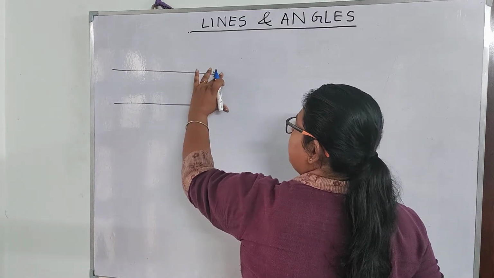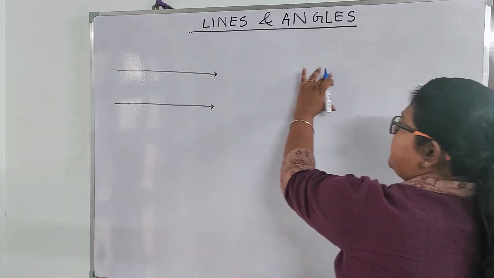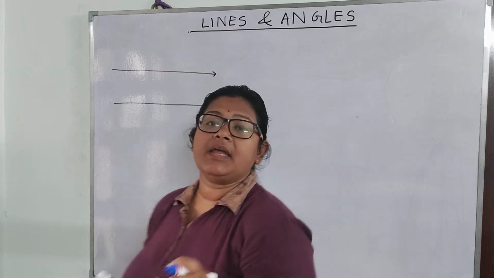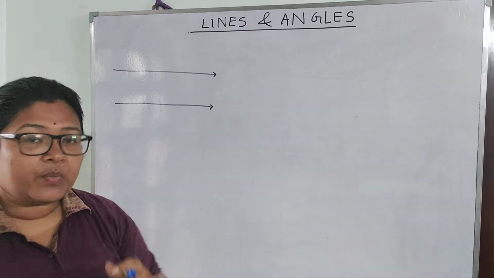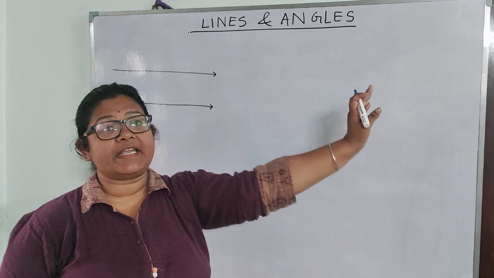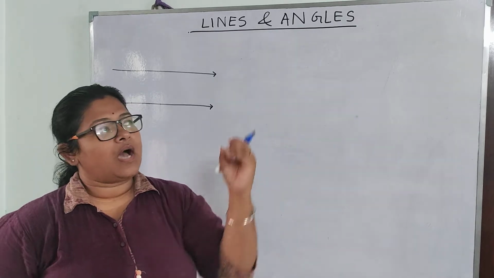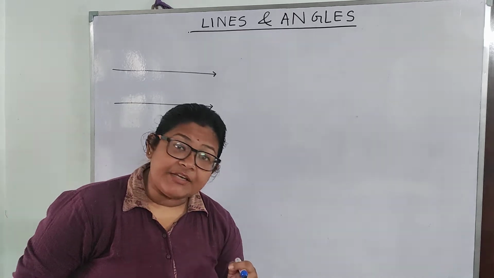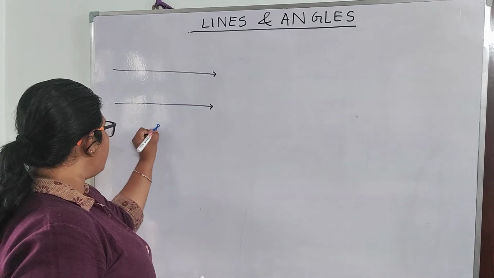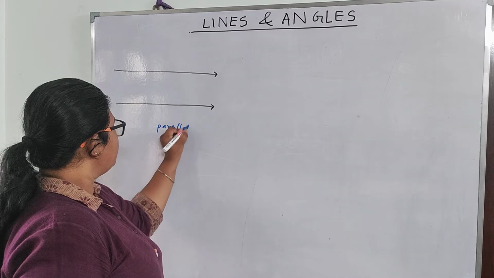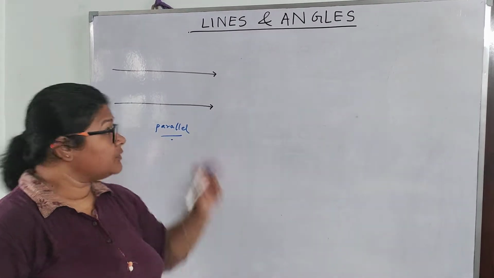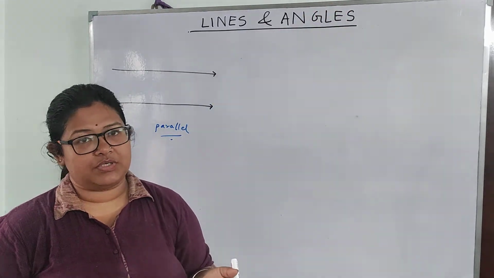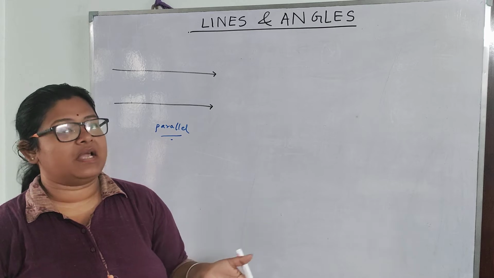But if I say that these two lines, can you see? These two lines are there, but are they meeting? No, they are not meeting. So I can say that when a pair of lines meets at infinity, infinity meaning a place which has no end, those two lines are known as parallel lines. These two lines will be meeting somewhere at infinity. I am not sure about it. So they are known as parallel lines.